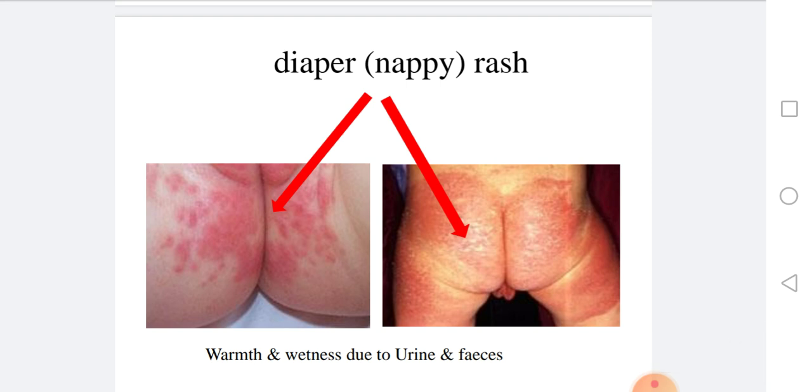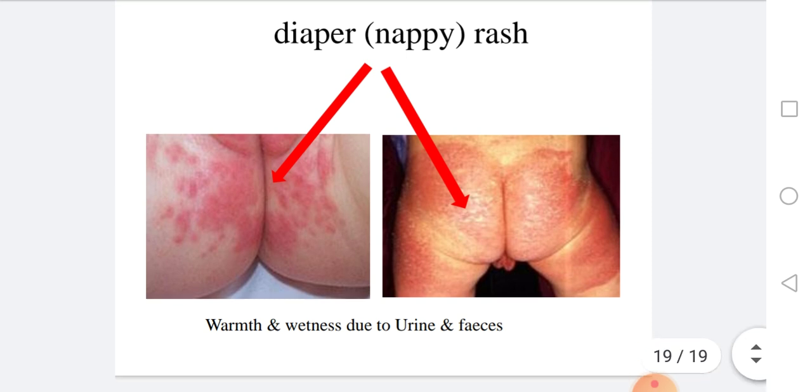Diaper or nappy rash, and you see here the red areas, front and back of the nappy. The warmth and wetness due to urine and feces create a suitable environment for overgrowth of Candida albicans.